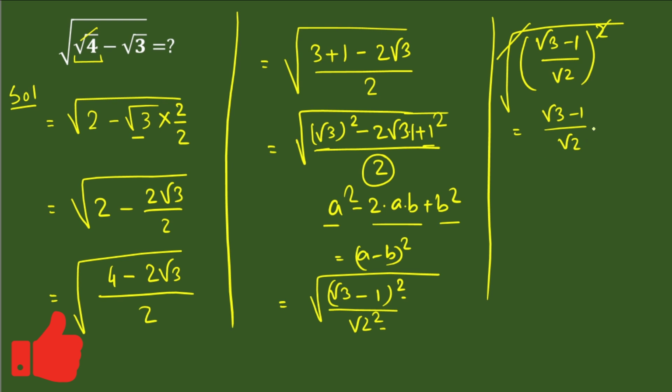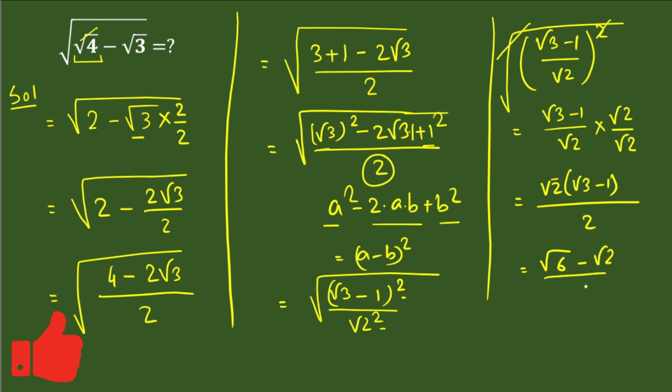Now in the next step we'll multiply square root 2 in the numerator and denominator. So it's square root 2 in the numerator and denominator. Now in the denominator we have 2, since square root 2 multiplied by square root 2 is 2, and in the numerator square root 2 multiplied by square root 3 minus 1. Now we'll multiply square root 2 by both the numbers. So square root 2 times square root 3 is square root 6, minus square root 2 multiplied by 1 is square root 2, and that is divided by 2.